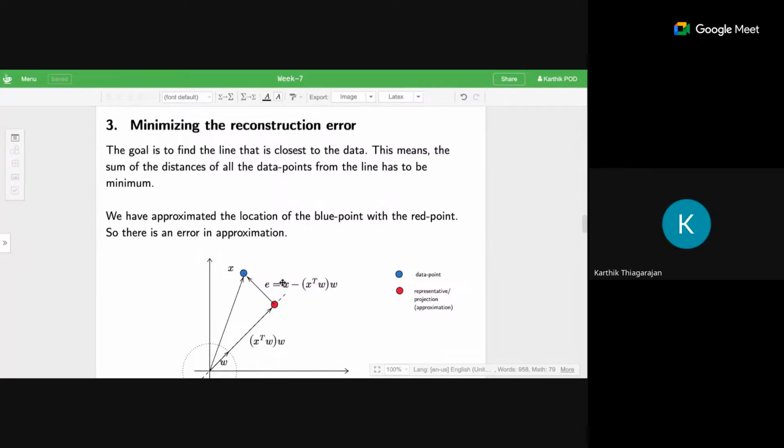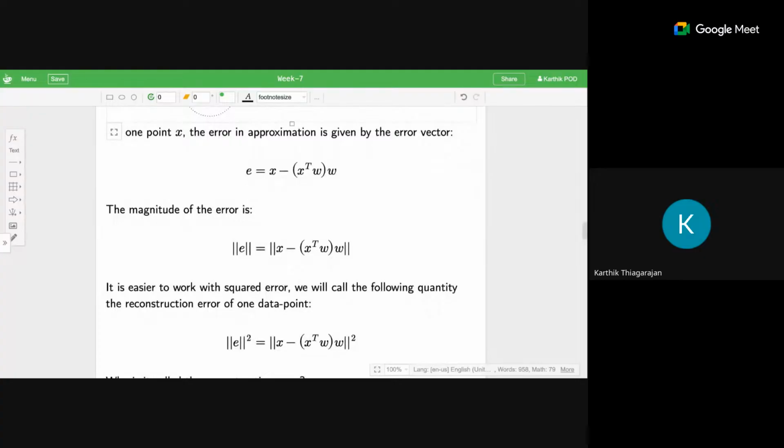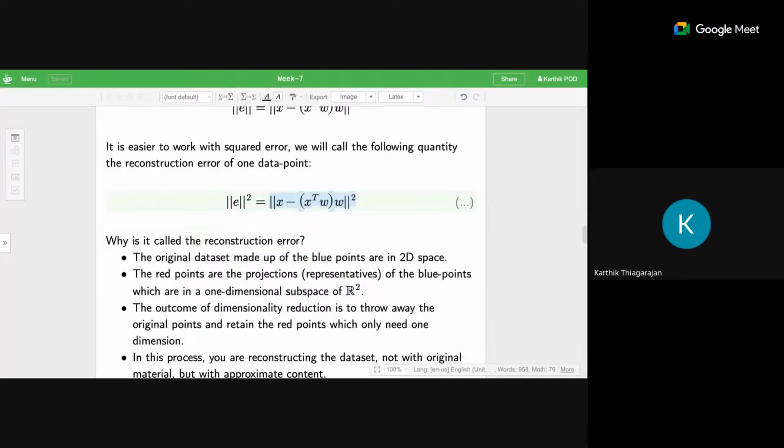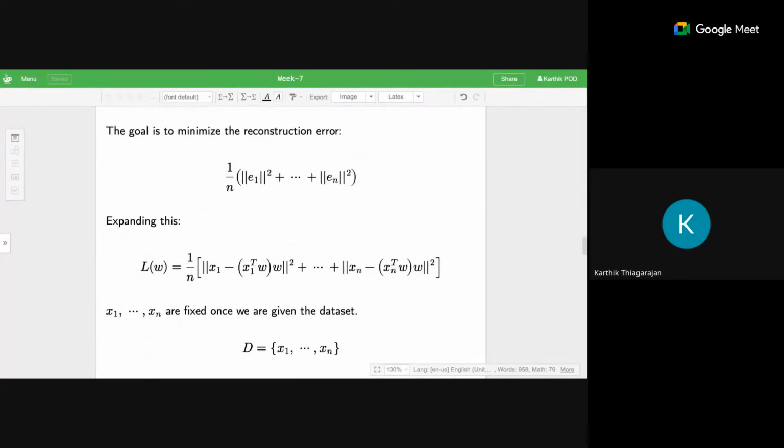Then what we say is there is some error in projection. That error is nothing but x minus x transpose w w, and we look at the magnitude of the error, that is, the norm of this vector. Since working with norms is not very convenient, you square the norm. We call this the reconstruction error associated with one data point. Since there are n data points, you take the average of the sum of the squared errors. That's what we call the reconstruction error.